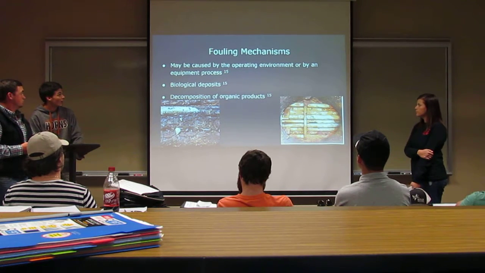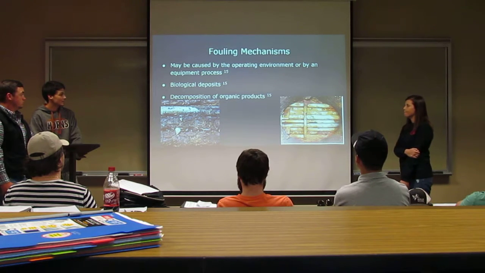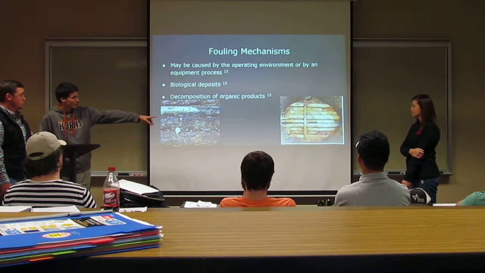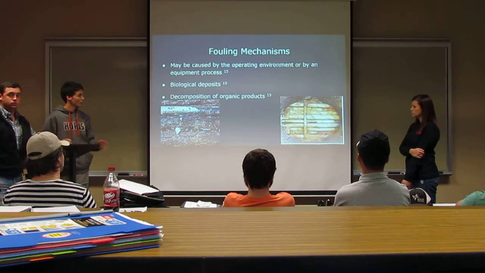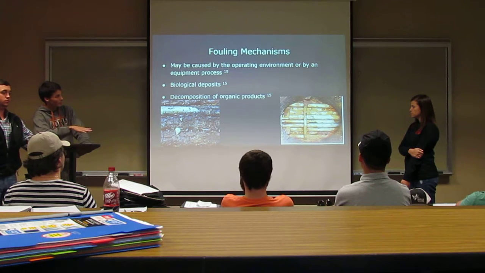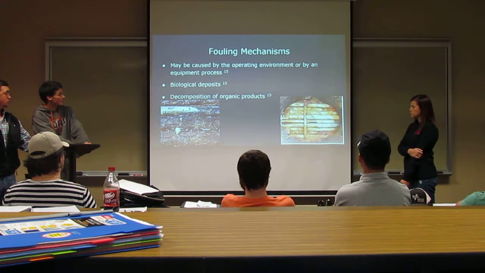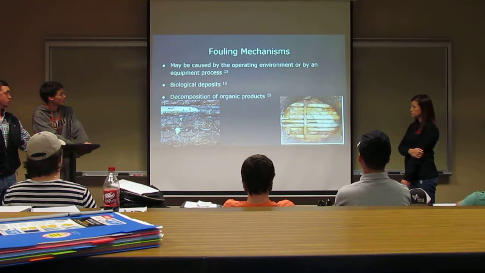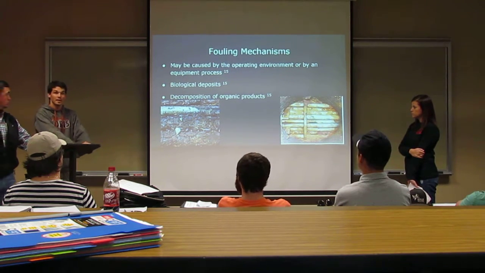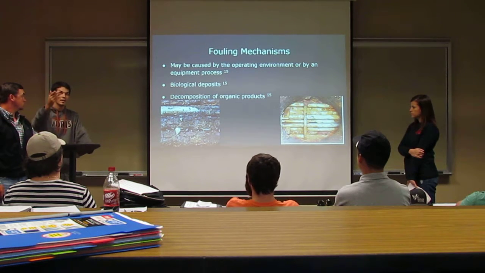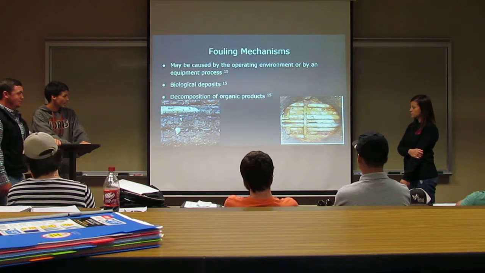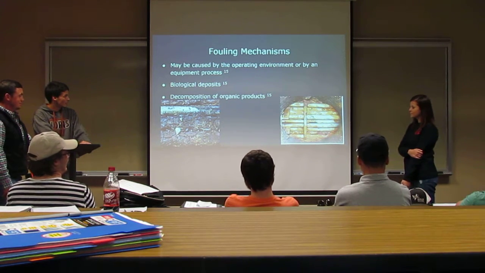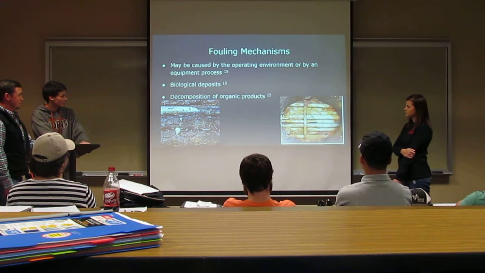It may be caused by the operating environment or by an equipment process. See, right there is the bottom of a heat exchanger. All the materials coming in with the heat and the cooling mix and ultimately settle on the bottom and hurt the efficiency of the heat exchanger. Biological deposits, such as organisms leaving waste at the bottom of the pipe, will start eating away at it or reduce how it was working. And then the decomposition of those products as well.